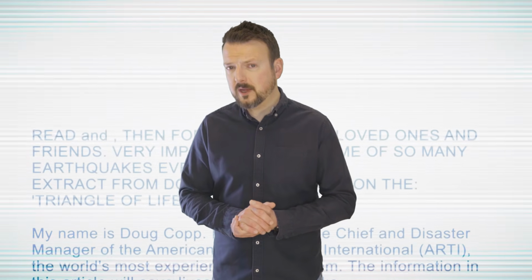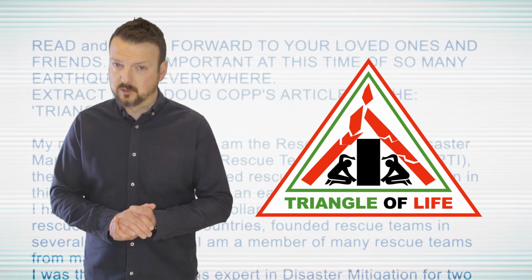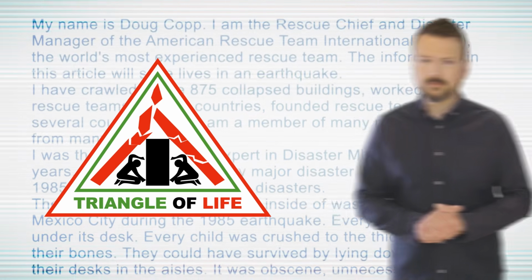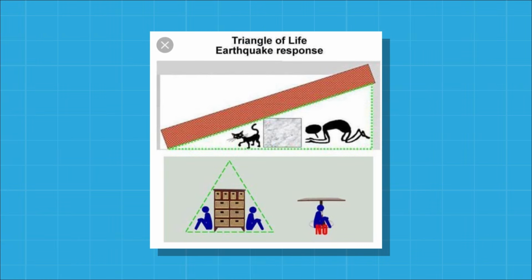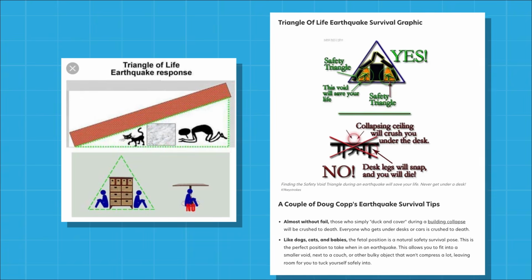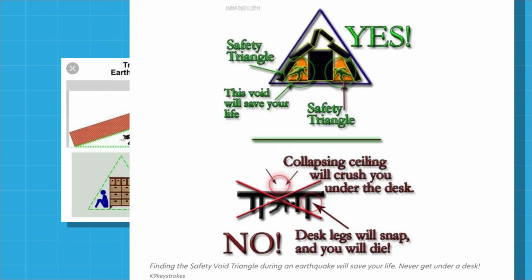Not good. Another piece of earthquake misinformation you may have heard of goes by the rather grandiose name of the Triangle of Life, which was conceived by a fellow called Doug Copp, having entered public awareness through a series of viral emails. Never a good sign. The Triangle of Life asserts that during an earthquake, people should position themselves next to large, bulky pieces of furniture or cars, rather than taking cover under things like tables and desks.